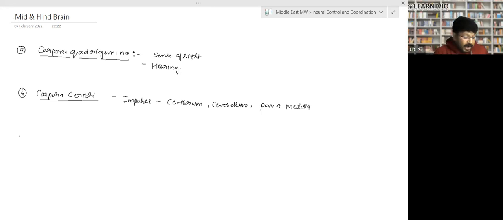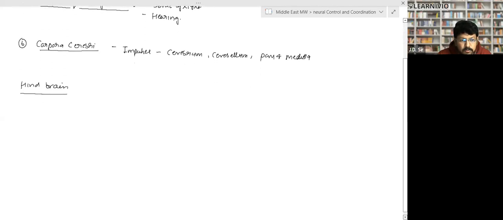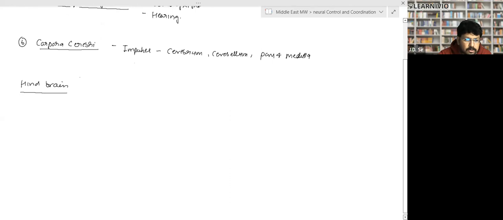The next part is hindbrain, right? So this was all about the midbrain. We have studied the parts of the midbrain. Now the next part is hindbrain. As we know, the hindbrain is made up of three parts, so let's discuss all three parts.